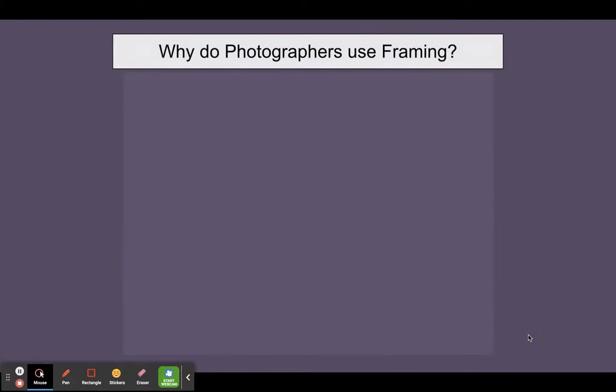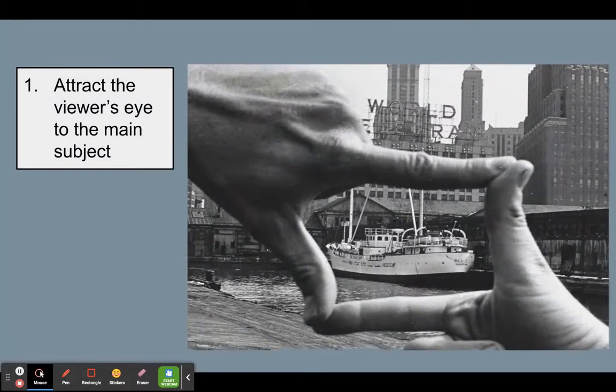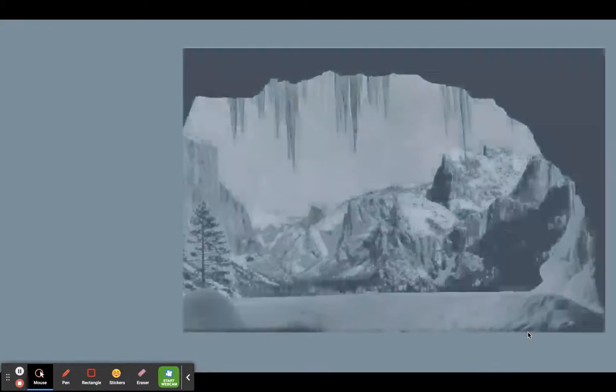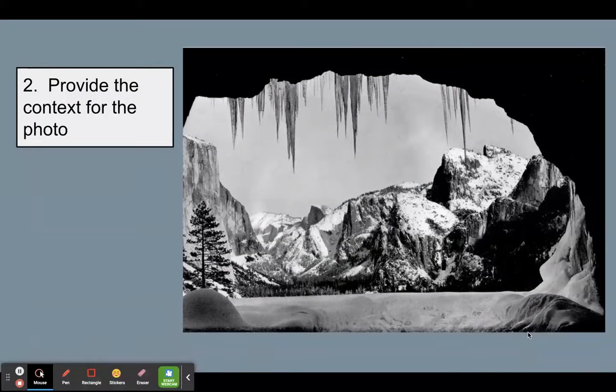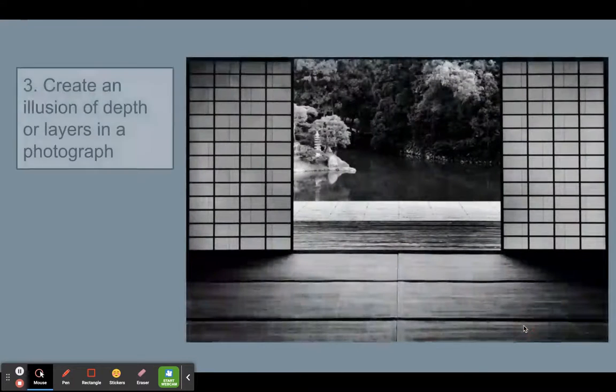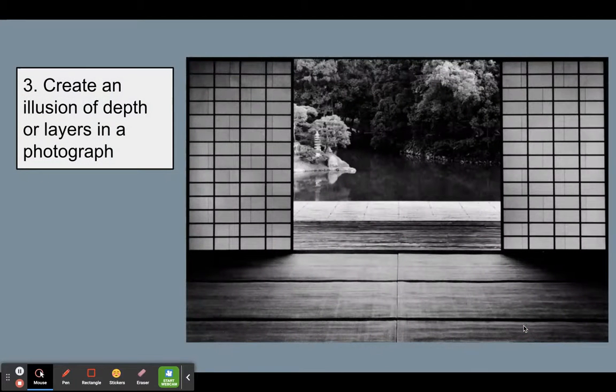So, exactly why do photographers use framing? Well, there are a number of reasons, but the most important reason is to attract the viewer's eye to the main subject. That's the number one goal of framing. Framing can also provide the context for the photo. It can give the viewer a sense of the person or place where the photograph was taken. And it can also create an illusion of depth or layers in the photograph. This photograph gives you the feeling that you're sitting in a Japanese villa looking out into a garden. So there are some layers there. The frame is clearly the doorway entry.